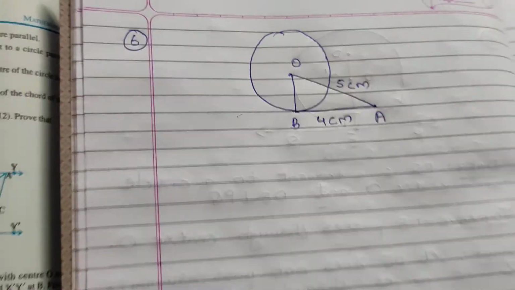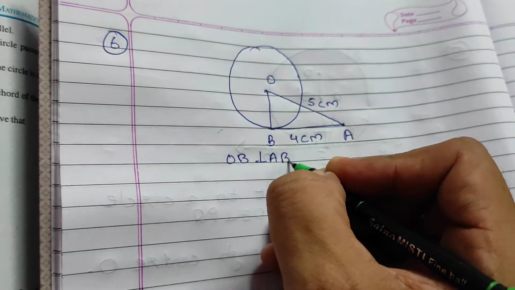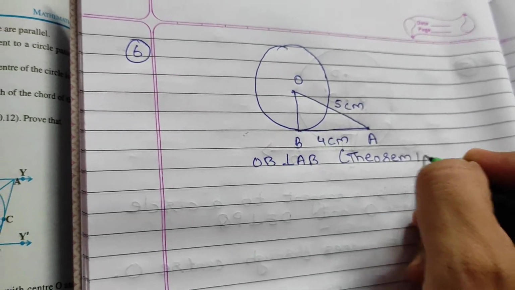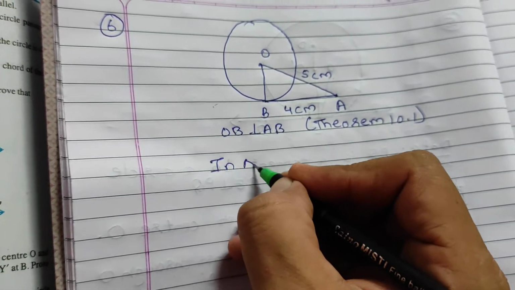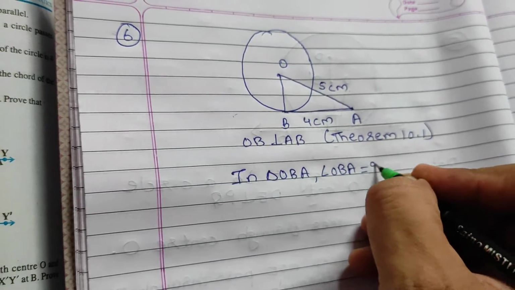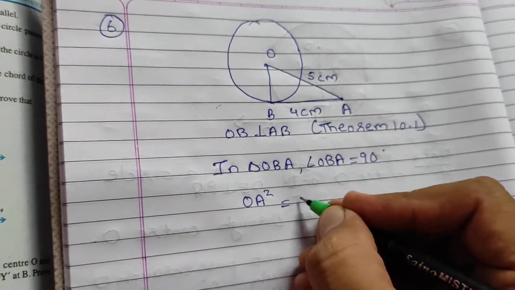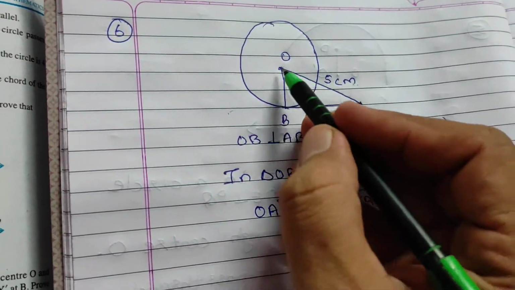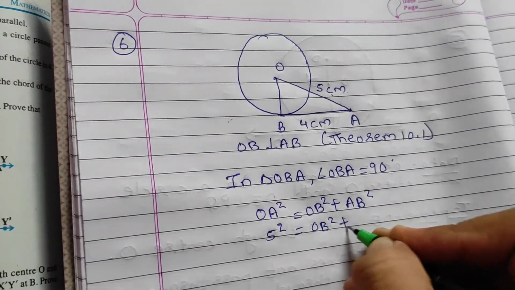Isn't it easy, students? Now here you will find that OB is the radius and AB is a tangent. So OB is perpendicular to AB. You need to mention according to theorem 10.1. Now let us apply Pythagoras theorem in triangle OBA. So in triangle OBA, angle B is 90, applying Pythagoras theorem, OA square equal to OB square plus AB square. Now please look at OA. How much is OA? 5. OB I don't know, and AB is 4.